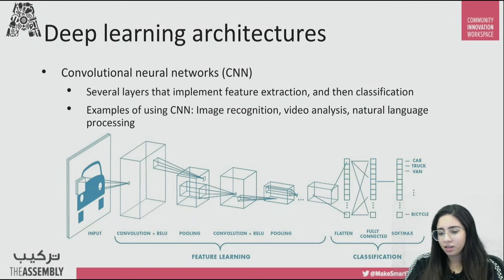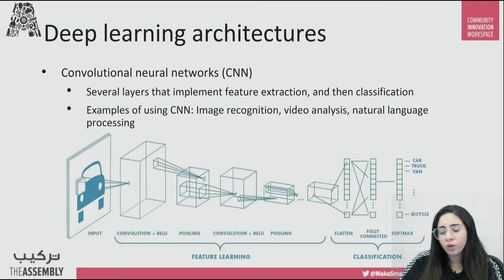And the CNN is mostly used in image recognition, video analysis, and natural language processing. And of course, you can guess which one we'll be using. We'll be using the CNNs since we will be taking images and analyzing the images. So yeah, that's basically it for the deep learning.